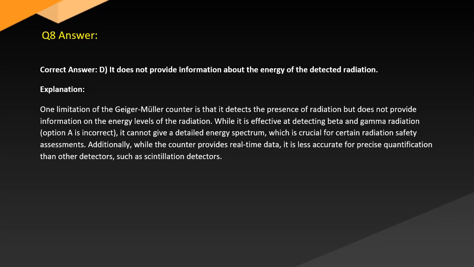Answer. Correct answer: D. It does not provide information about the energy of the detected radiation. Explanation. One limitation of the Geiger-Müller counter is that it detects the presence of radiation but does not provide information on the energy levels of the radiation. While it is effective at detecting beta and gamma radiation, option C is incorrect. It cannot give a detailed energy spectrum, which is crucial for certain radiation safety assessments. Additionally, the counter provides real-time data, but it is less accurate for precise quantification than other detectors, such as scintillation detectors.